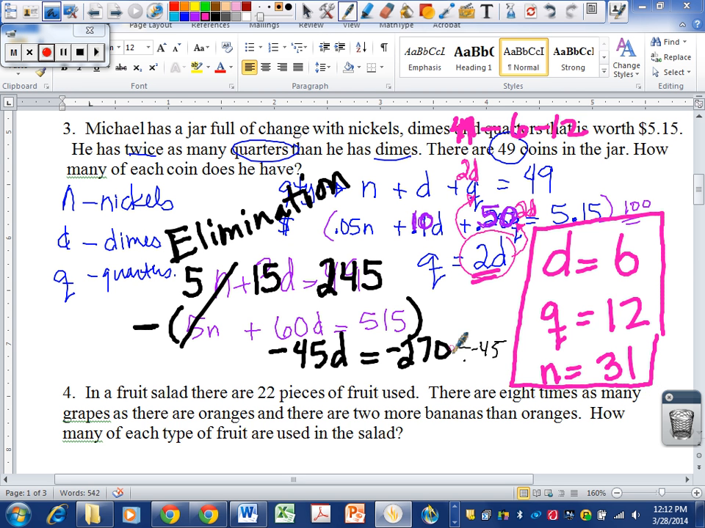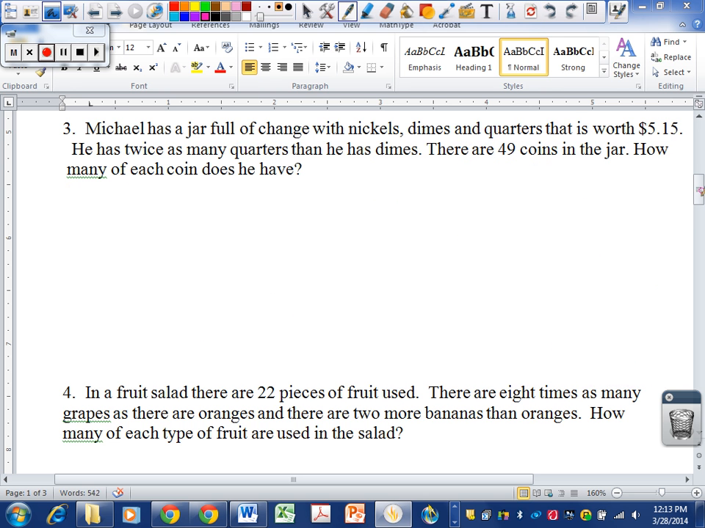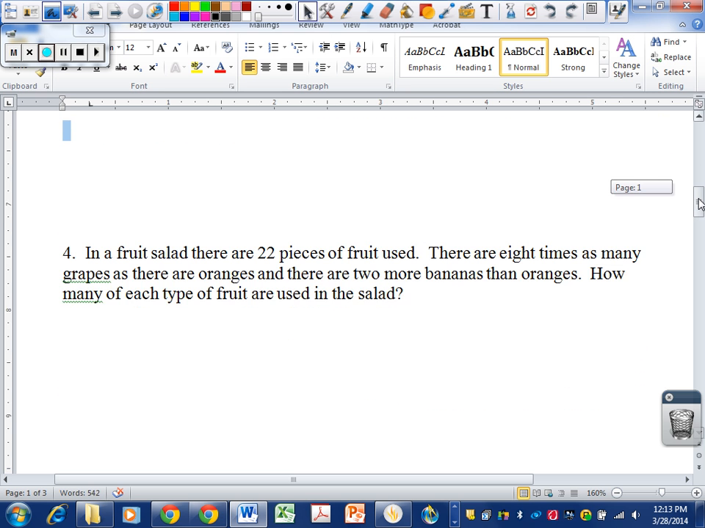Sure. Missed the fruit salad problem. Okay, let's talk about fruit salad. There were 31 nickels. Yeah. Because 49 minus 6 minus 12.